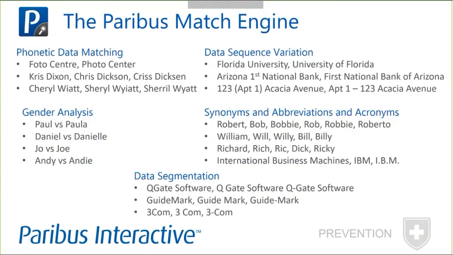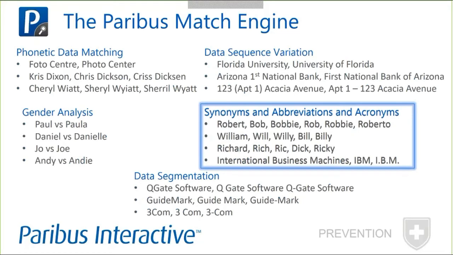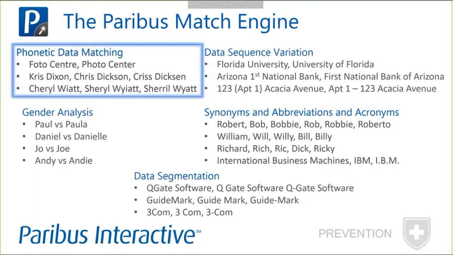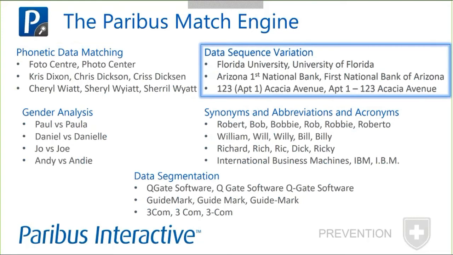For those of you that may not be familiar with the Paribus Discovery product and how it works, effectively we have an underlying engine that does data matching, and here we're highlighting some of the algorithms that we've created to match on synonyms, acronyms, etc. Common things around the variation of names, as the examples show. Things like phonetic matching, where photo center is quite a good example, and simple things like data variation and data sequence variation.